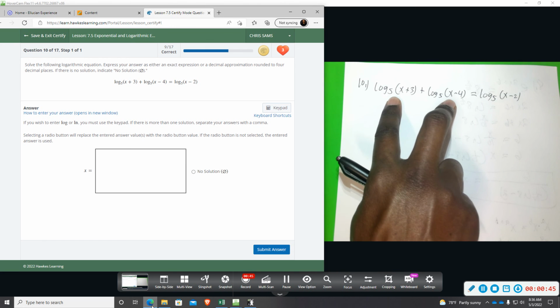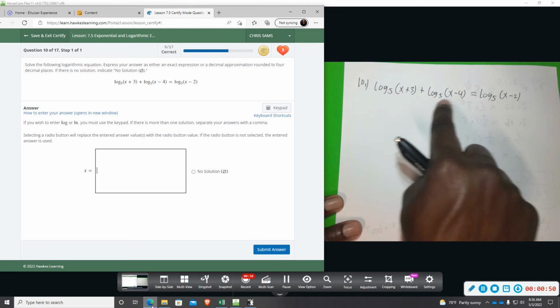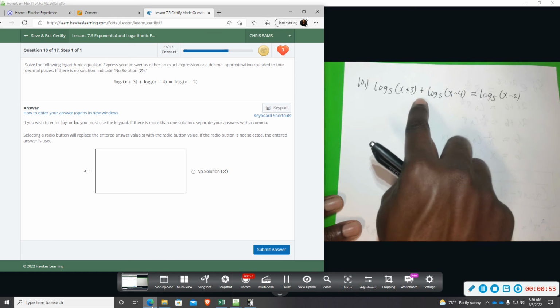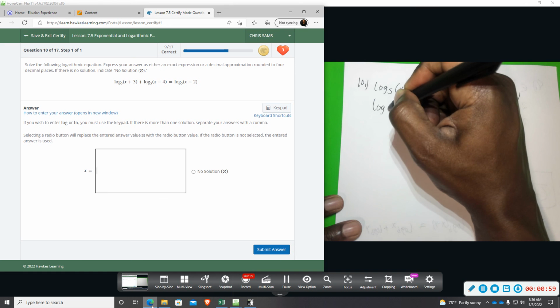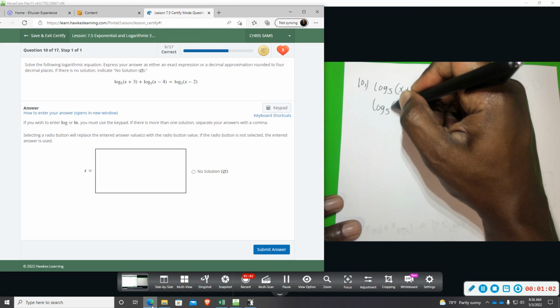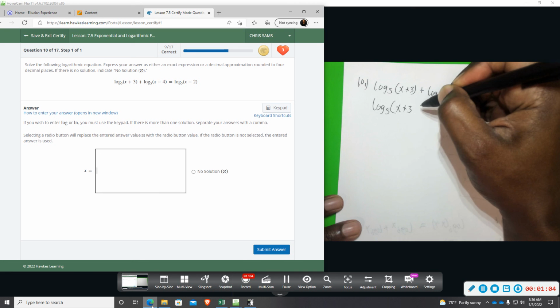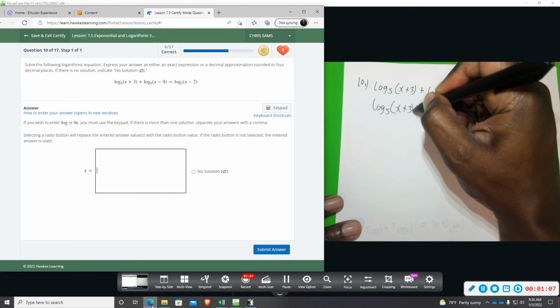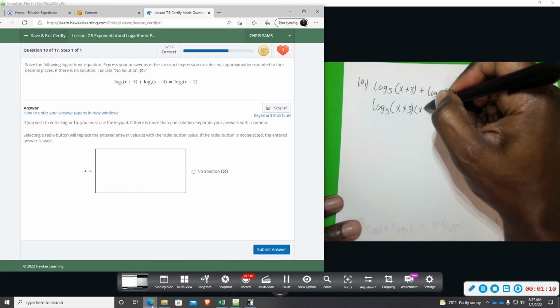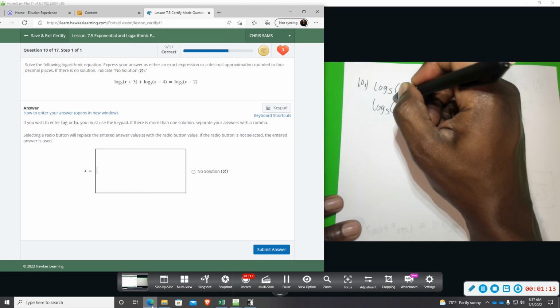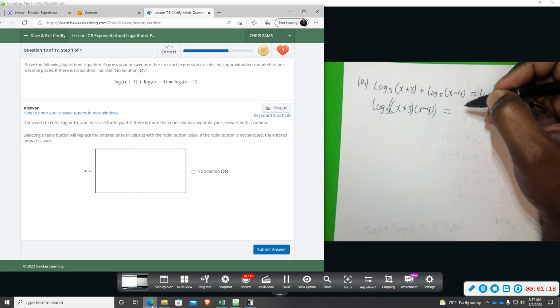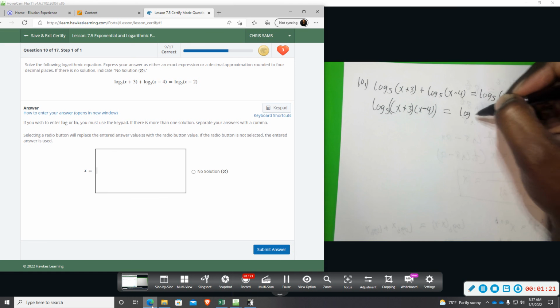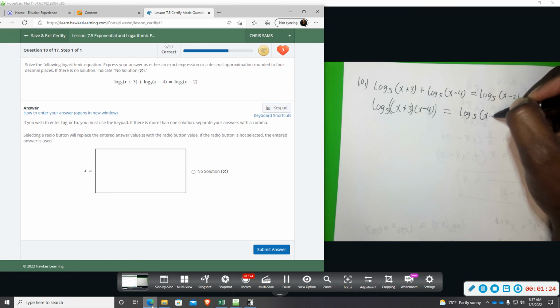On the left side, we're going to use the property of logs to combine them. Adding will multiply. So we have log base 5 of x plus 3 times x minus 4, all evaluated inside the log argument, and it's going to equal log base 5 of x minus 2.